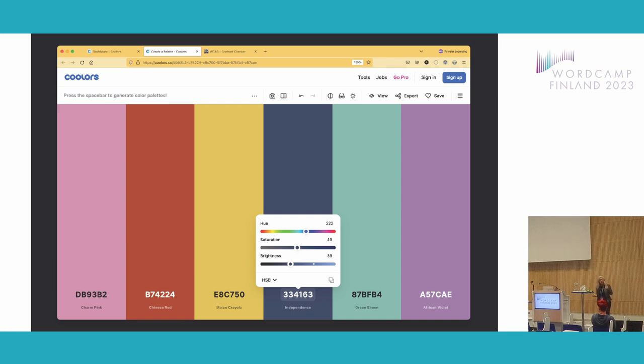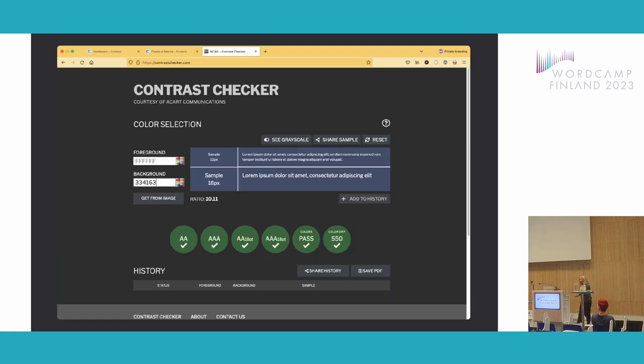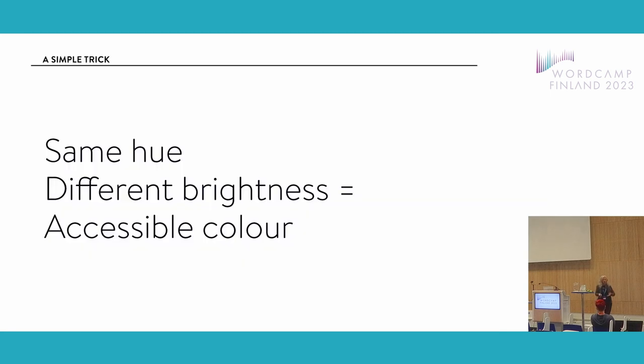But if I bring the brightness down to 39, we have technically the same hue, so the same color, but it looks completely different. It's now much darker. So if I put white on it, it's a safe palette. I can use it. Technically, it's the same hue. The client can't complain. So it's a simple trick: same hue, different brightness, you get an accessible color.